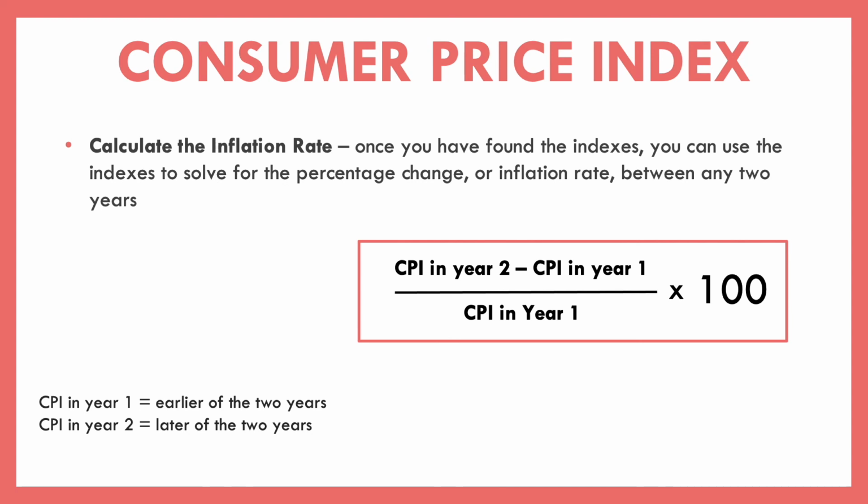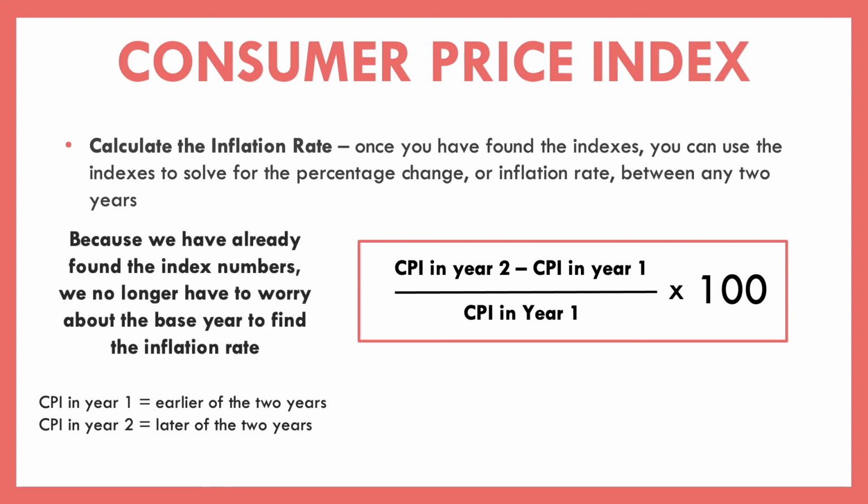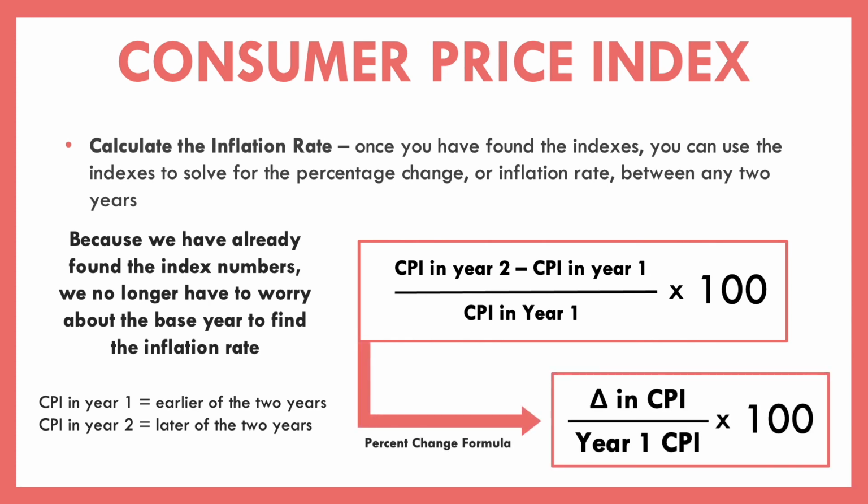But again, because we've already found the index numbers, we don't have to worry about that base year anymore. We've already used that base year. Now we can just compare any year to one another. We're just using the percent change formula here. Really, all that formula says is we're trying to understand, when comparing between 2 years, what was the change in our CPI divided by where our starting point was. And then we multiply it by 100. And that does give us a percentage. And that percentage is our percent inflation.